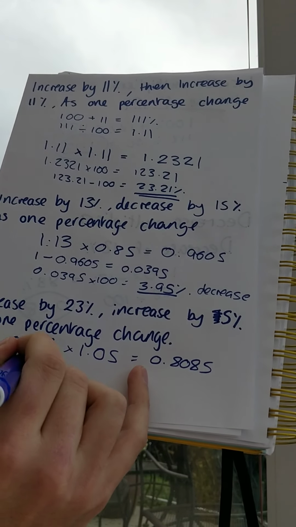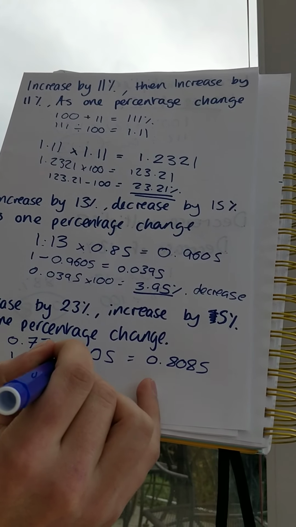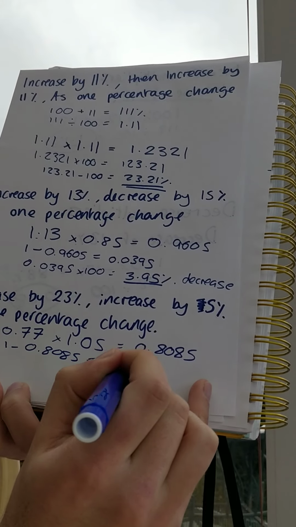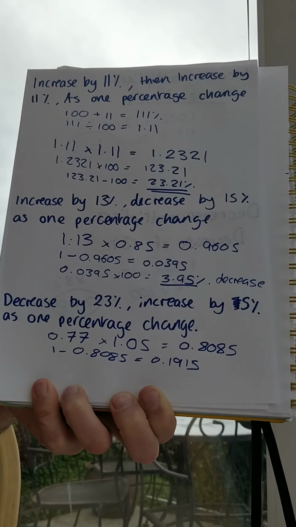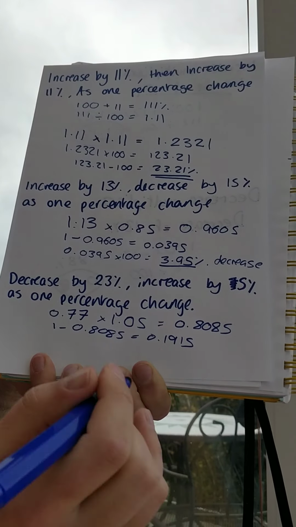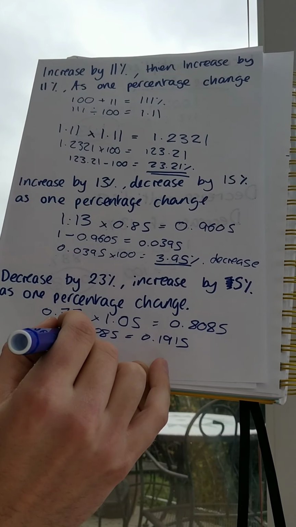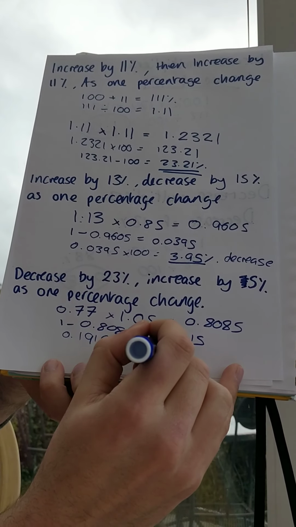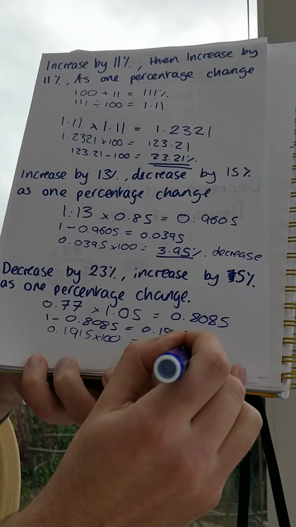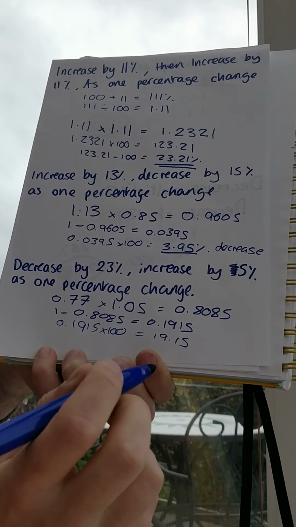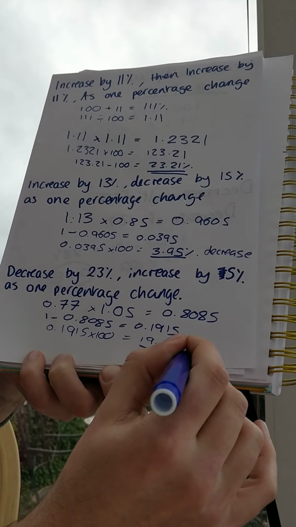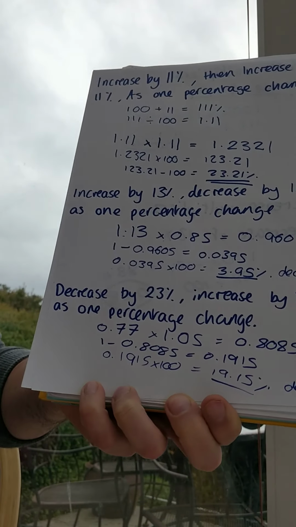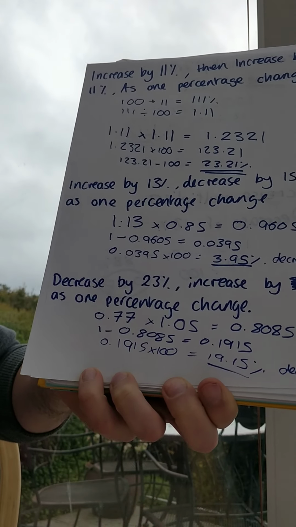So again, what we do is 1 take away that, and that gives us 0.1915. I then times that by 100, so 0.1915 times 100 gives me 19.15. So that would be my percentage decrease, and I've kind of run out of paper. But hopefully that makes sense.